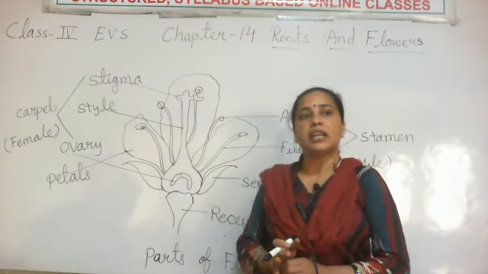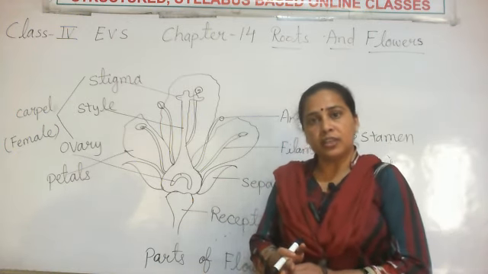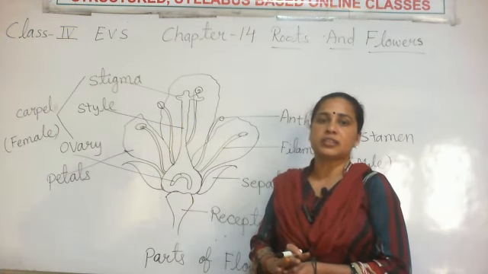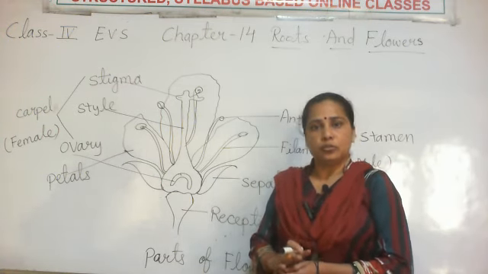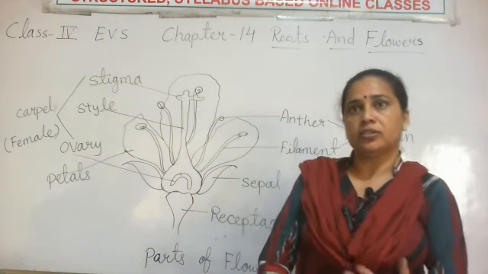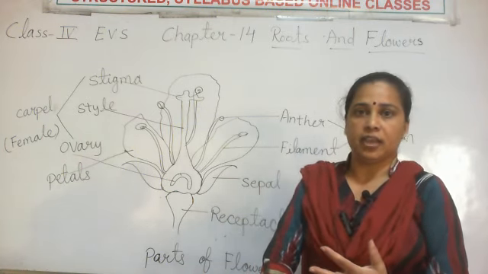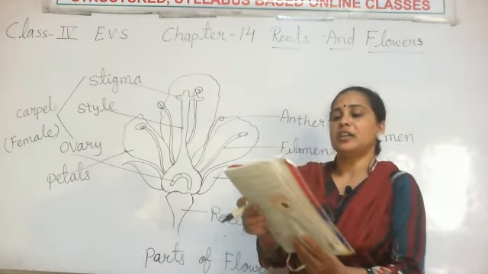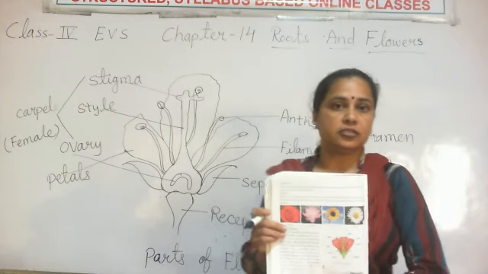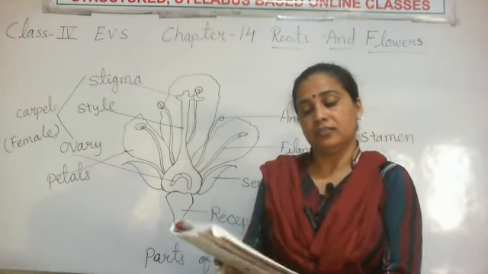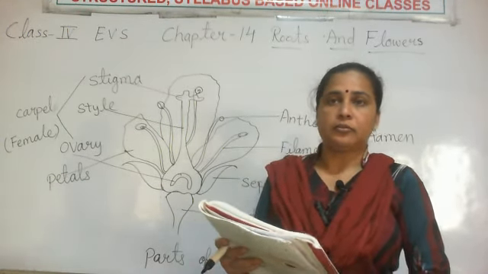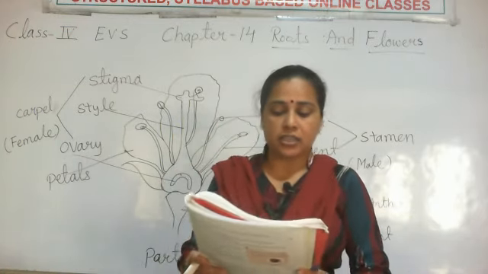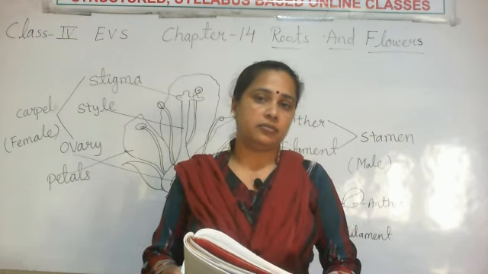Clear? If we smell any flower, through the smell we identify the flower. This is the rose, this is the jasmine. So the petals have color and smell. Now after that, first we read these lines. Clear? Parts of a flower. All flowers have the same basic parts.